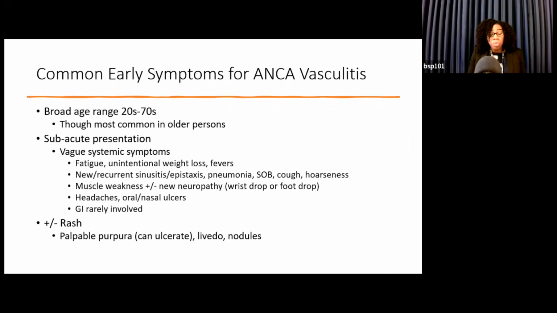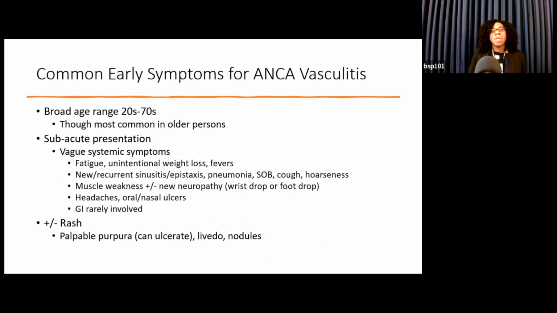New onset muscle weakness, along with neuropathy such as foot drop or wrist drop are more advanced symptoms, but they can occur, as well as headaches and oral and nasal ulcers. For the most part, the GI system is not typically involved in ANCA-associated vasculitis. So if you're seeing GI symptoms, maybe think of something else, though milder symptoms can be involved.